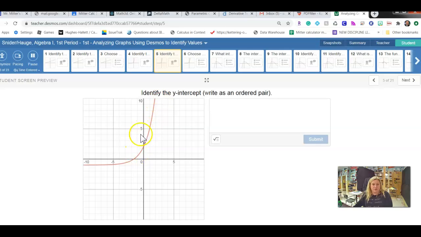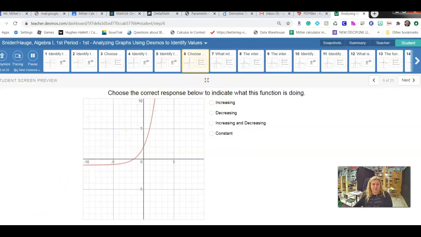Number 5, y-intercept. These should not be difficult, right? This is the y-axis. Where does it cross? 0, 2. Number 6, choose the correct response. Say what it's doing. Again, as we move from left to right, it is going, I'm the worst at drawing straight lines, it's going up, so it is increasing.